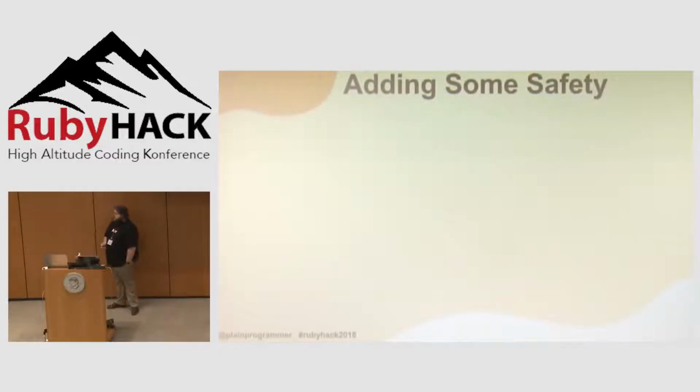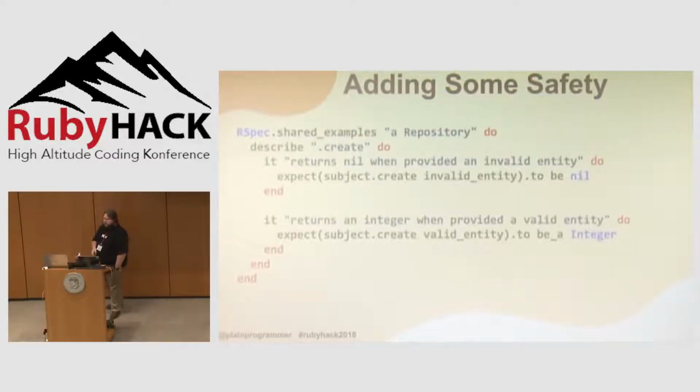If we want to add some additional safety, we can define tests around our create method. And we can say that we expect it to return nil when provided an invalid entity. And so we expect that whenever we call our repository class's create method and pass it an invalid entity, which in our case is just an object instance, we get back nil. And that if we want to get back an integer when provided a valid entity, we are then able to assert that as well. Now, we haven't defined valid entity yet.